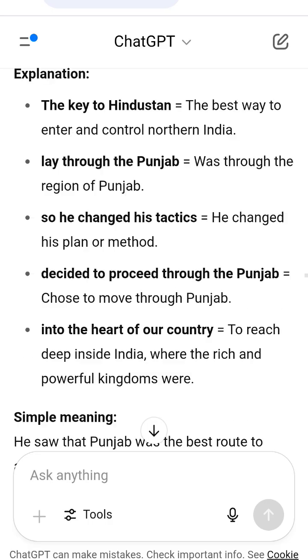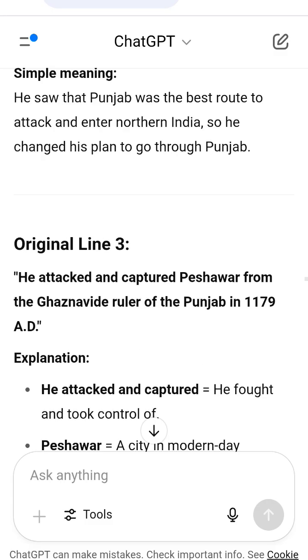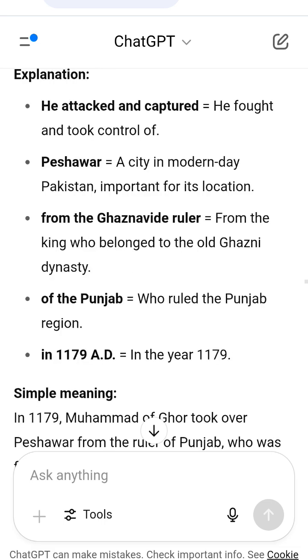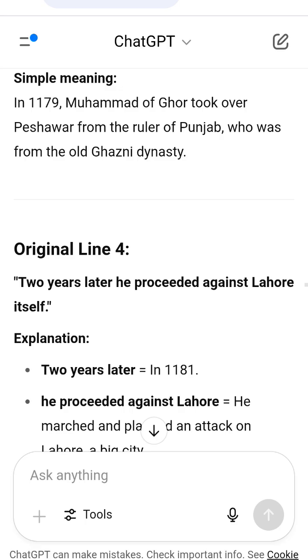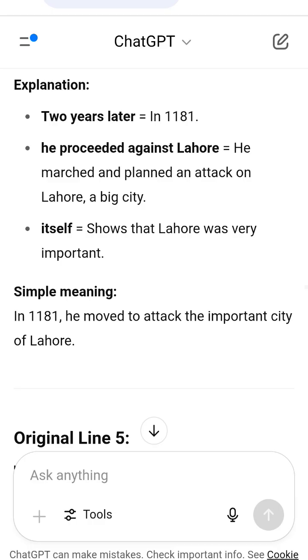3. New plan. Go through Punjab. Muhammad then understood, to conquer the heart of India, I must go through Punjab. Why Punjab? Because it had important cities like Peshawar, Lahore, Sialkot. It was closer to Delhi and the Ganges Plain. If he controlled Punjab, it would be easy to enter northern India. So he changed his plan and attacked Punjab instead.